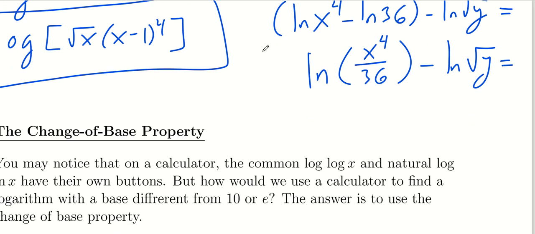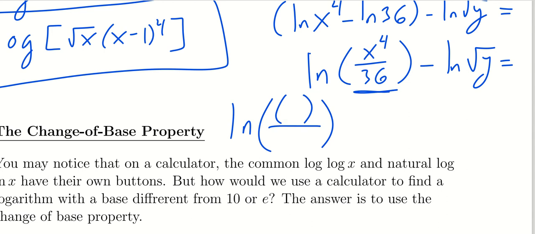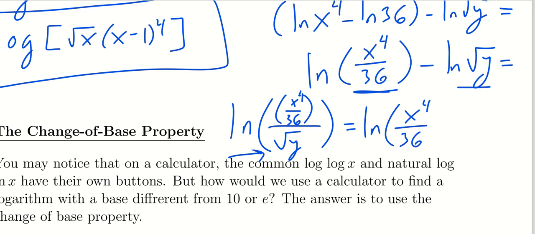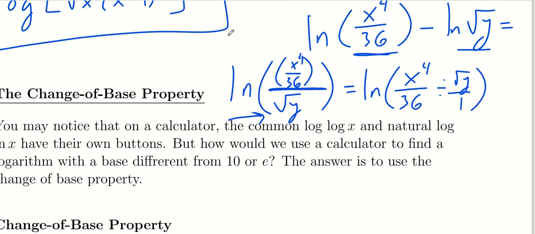We can once again use the quotient rule. This is going to be the ln of what goes in the numerator is the first value, that's x to the fourth over 36, and what's going to go in the denominator is going to be that square root of y. Notice that we can't quite leave our answer like this because this is a complex fraction. So you would want to rewrite this. We have x to the fourth divided by 36, and we're trying to divide that by the square root of y, which you can think of as the square root of y over 1.